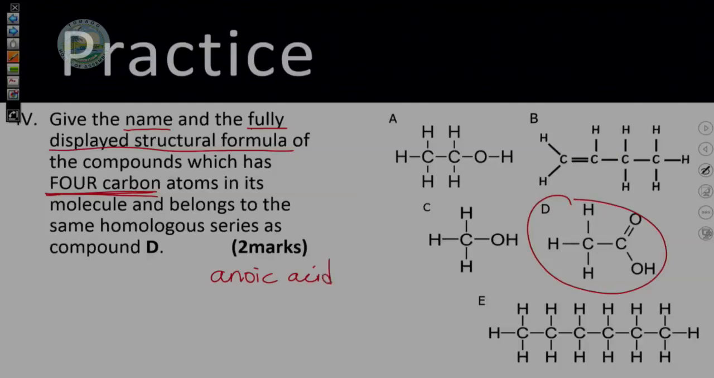And lastly, we know that it's 4 carbons, so we know that it's going to be but. So the name is going to be butanoic acid.